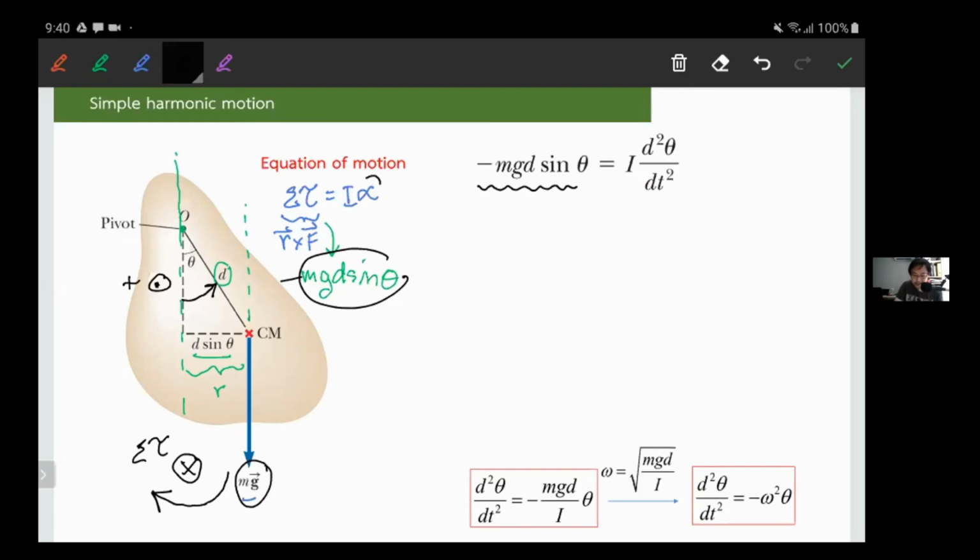And the angular acceleration is just the second derivative of the angle with respect to time. The I over here is the moment of inertia. Yeah, all right, moment of inertia.